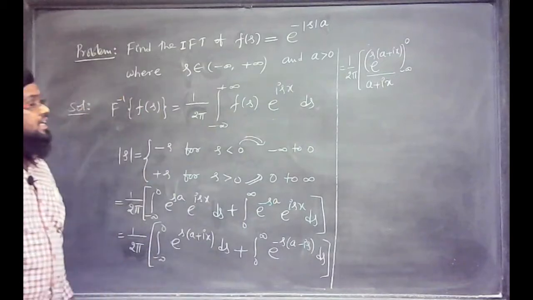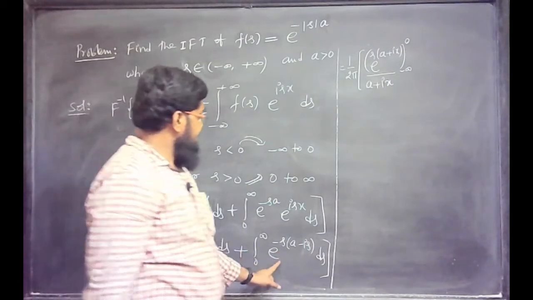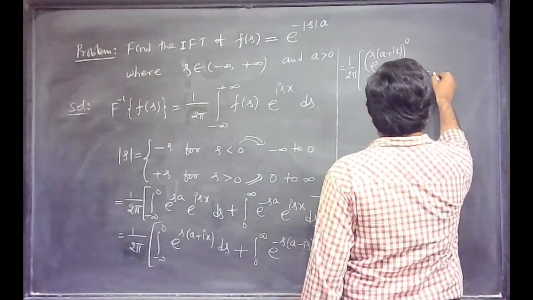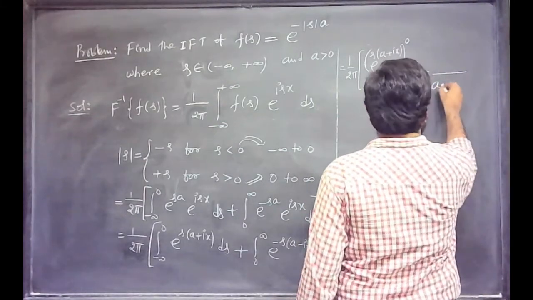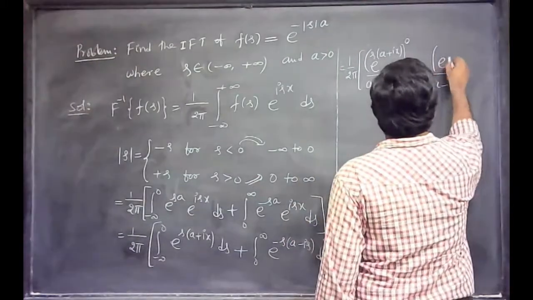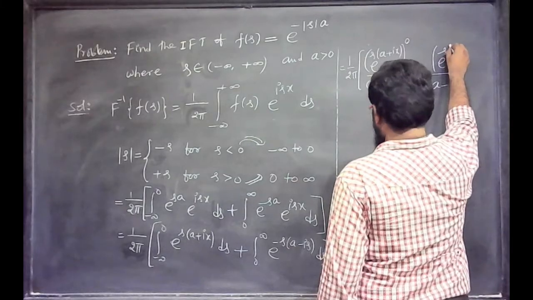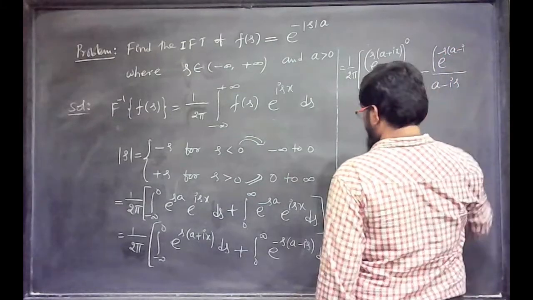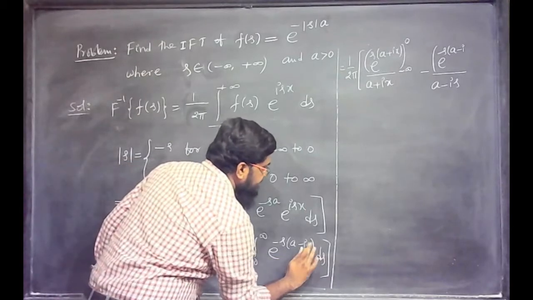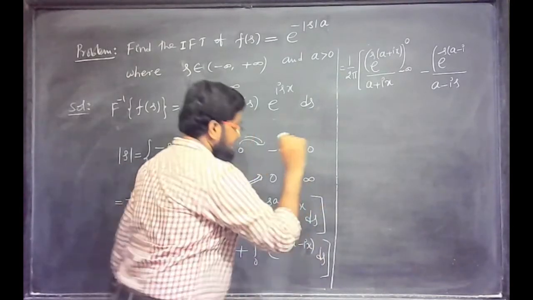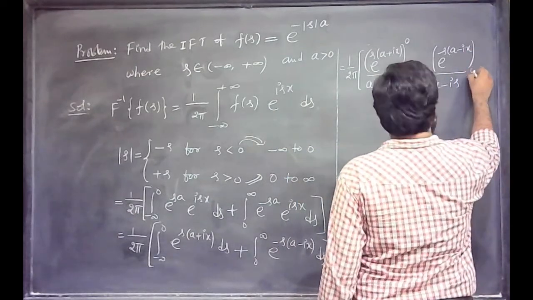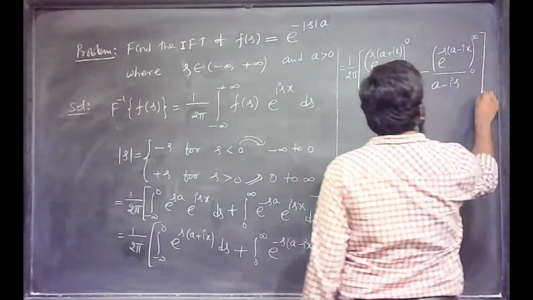Next it will come as minus. I'll put this minus here itself, divided by a minus ix, then it will become e power minus s into (a minus ix) here, sorry, syntax errors, limits from 0 to infinity, like this.